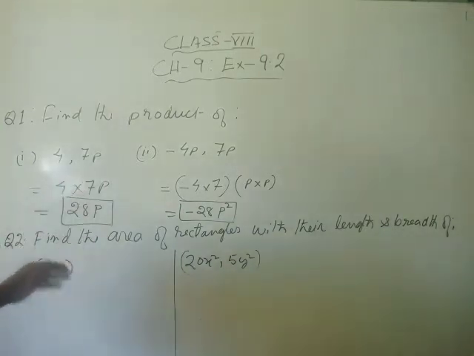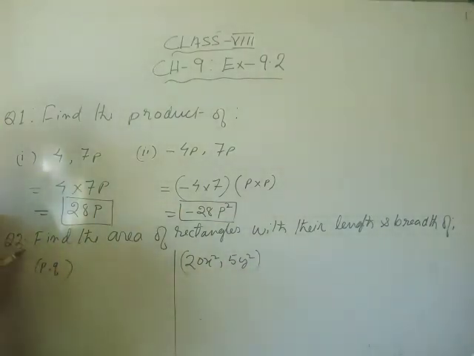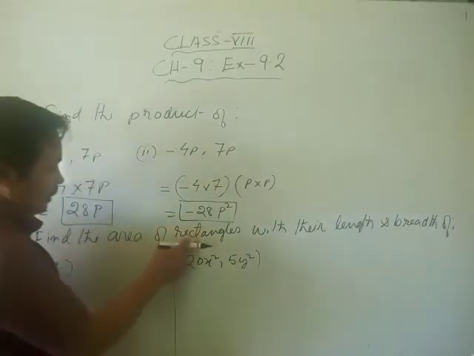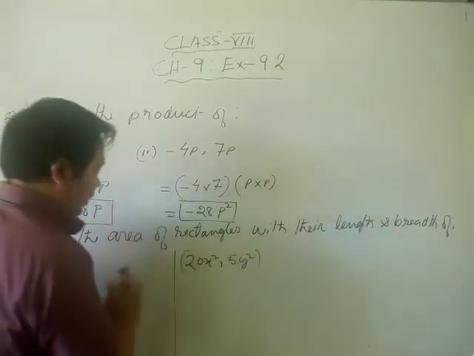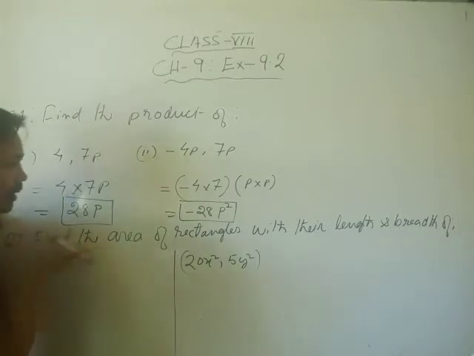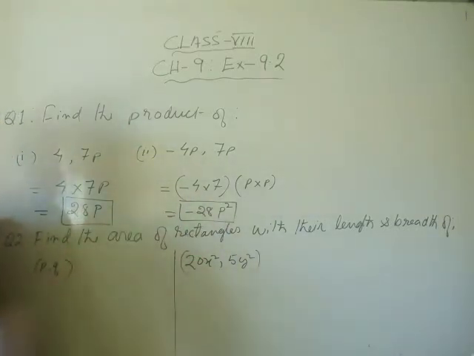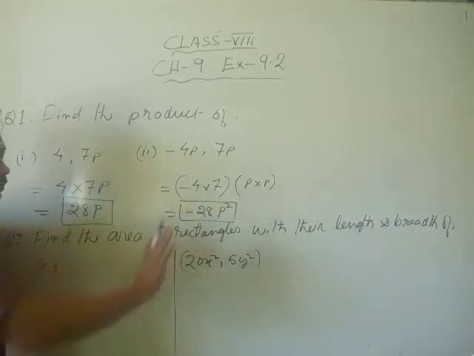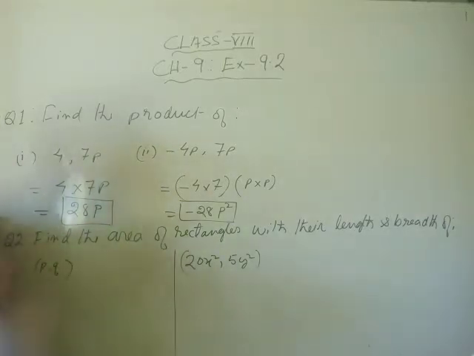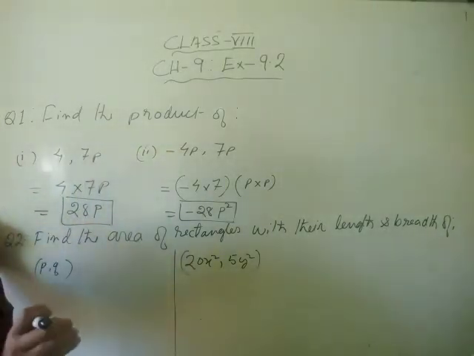Then let us go to the next question. Question number 2: find the area of the rectangles with the length and breadth given here. The statement here is not complete, but I have made it short, so you will find the complete statement in the questions. But this is the idea of the statement given in question number 2. Find the area of the rectangles. We know that the area of the rectangle is length into breadth.